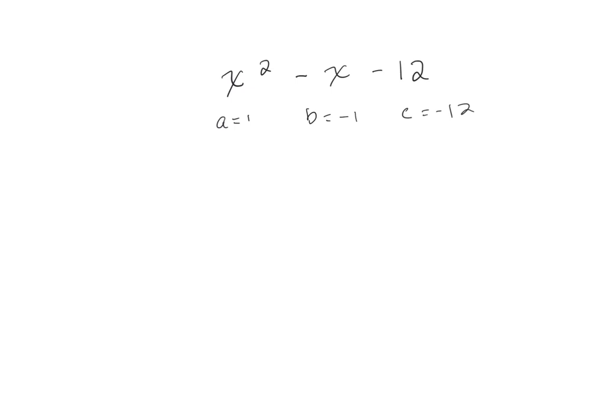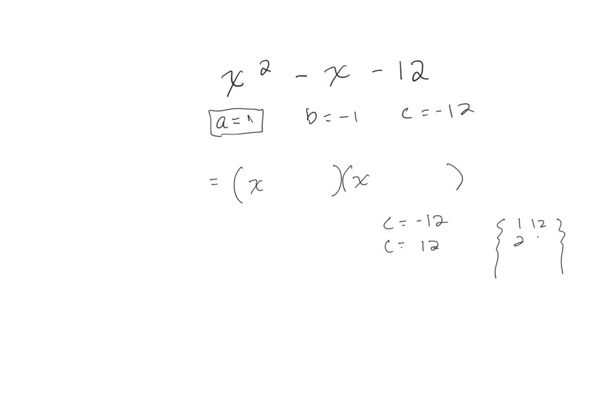Okay, so what do we do here? Well, A is equal to 1, right? So this is going to equal parentheses, x, x, 1x, 1x, because A is equal to 1. And if A is not equal to 1, I'm going to do that in the next video. But right now, all these problems involve A equal to 1. Next, C is equal to -12. I like to think about this as C is equal to 12. This is the easy way. And then I think about the factors of C. 1, 12. 2, 6. 3, 4.